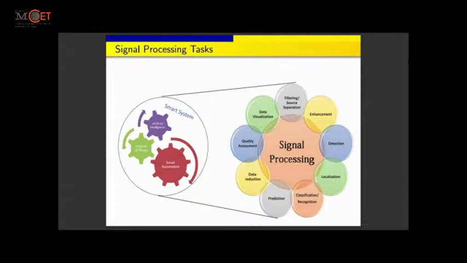Out of band noise means what? The spectrum of your noise is not overlapping with the spectrum of the original signal or EEG signal. So in such cases, you can apply frequency selective filters. Okay? So you must know when to apply the frequency selective filters.